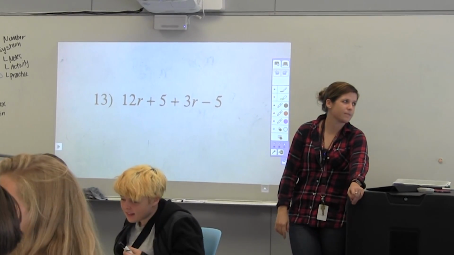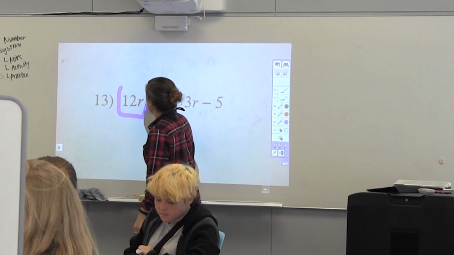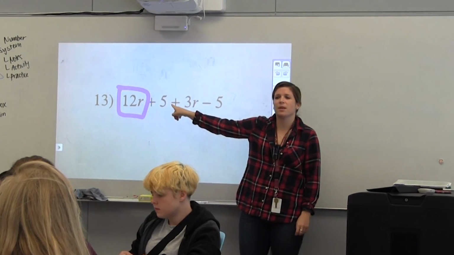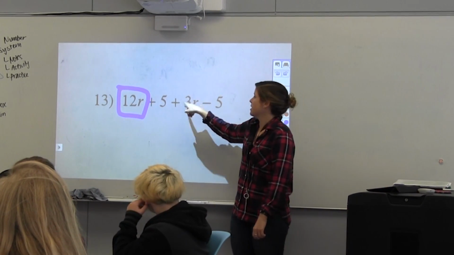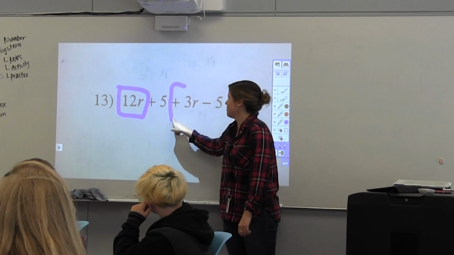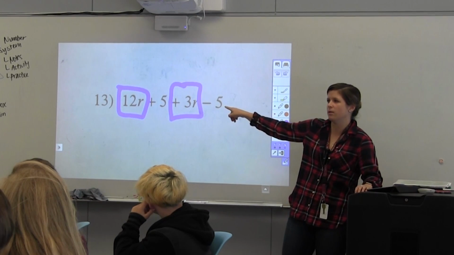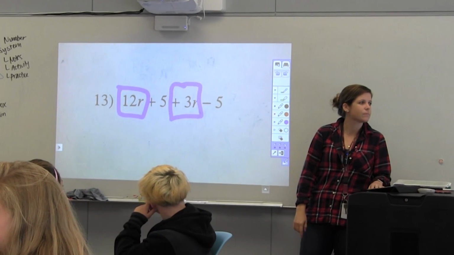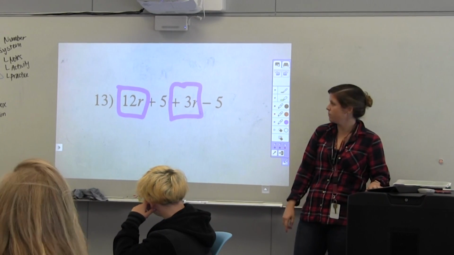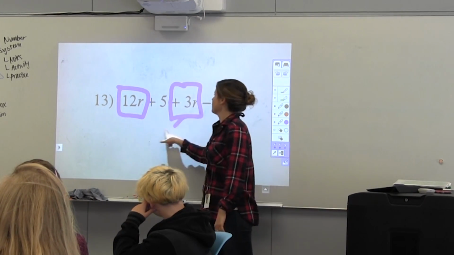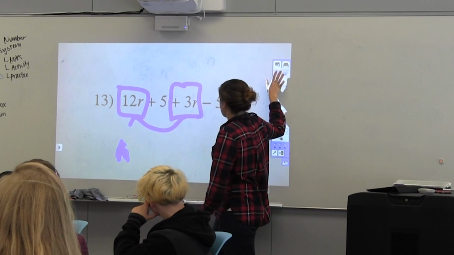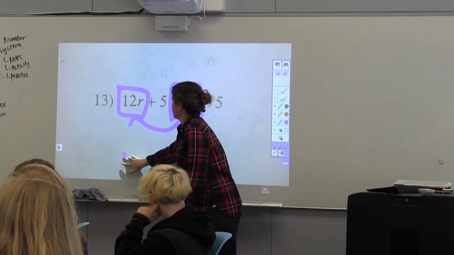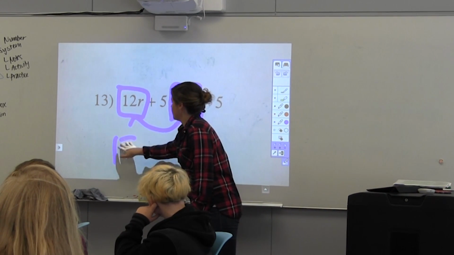What are the like terms that I can box? Okay, so I've got 12R and 3R. And you know what, actually, something that I want you guys to make sure you do, and I don't see it on everyone's, is this 3R, it's a positive 3R. So we're going to box that plus 3 as well. Okay, so not just the 3R, but the positive 3R. Now what else? So 12R plus 3R is 15R.